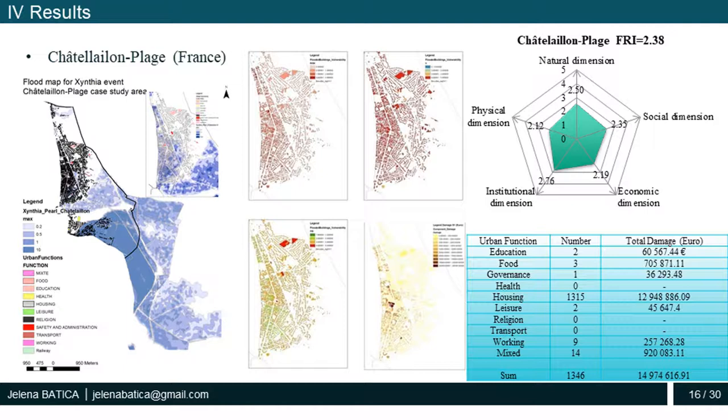On the right side of the slide, you have evaluation based on the different dimensions within the city. So natural dimension, social, economic, institutional, and physical. And their average value is 2.38. So the flood resilience index for this area is 2.38. Now the table is representing the flooded buildings that are mapped within the case study, the total number of the flooded buildings, and the total damage by each type of building, and the total damage for this flood event.